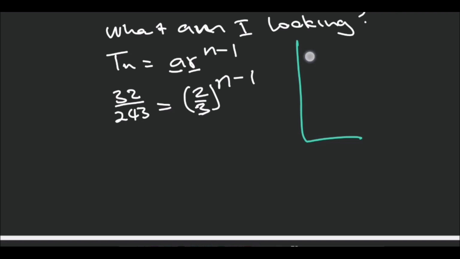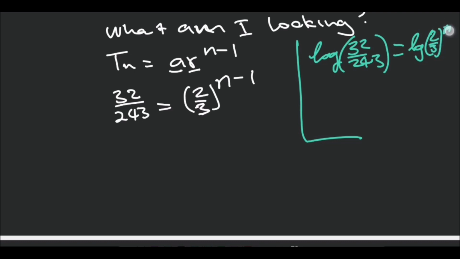So you could use the laws of logarithms, right? Where you could take the logs of both sides and then solve them, right? Laws of log, and on the other side is going to be 2 over 3, and then you raise that to n minus 1, right? No, I'm sorry, I cannot write on that part. All right, so you get the idea though.